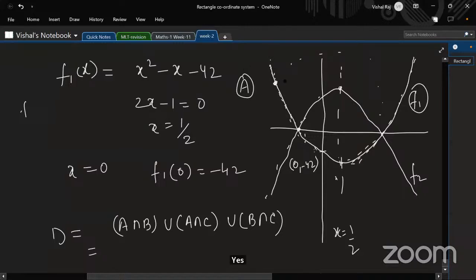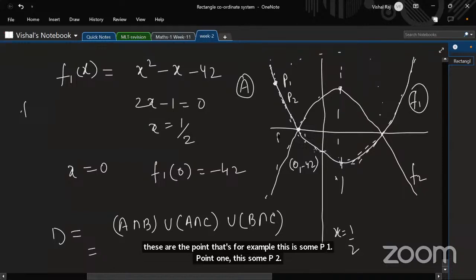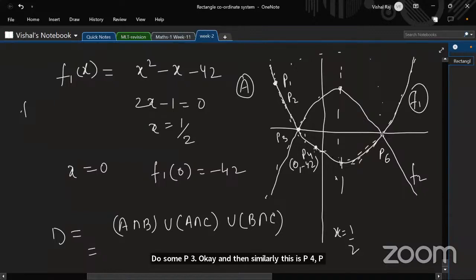Let's, for example, say this is some P1, point 1, this is P2, this is P3. Similarly, this is P4, P5, and then this is P6. It goes like this. So an infinite number of points lie on this. But here P3 is this point and P6 is this point. Similarly for B, P3 and P6 are common to both A and B, right?